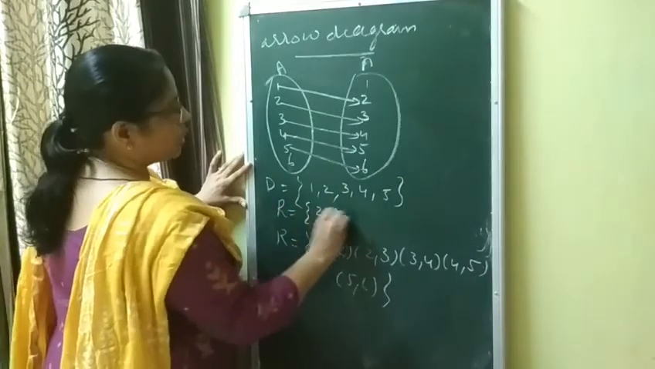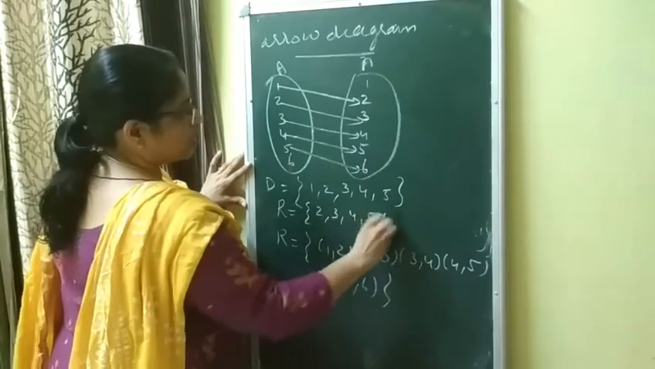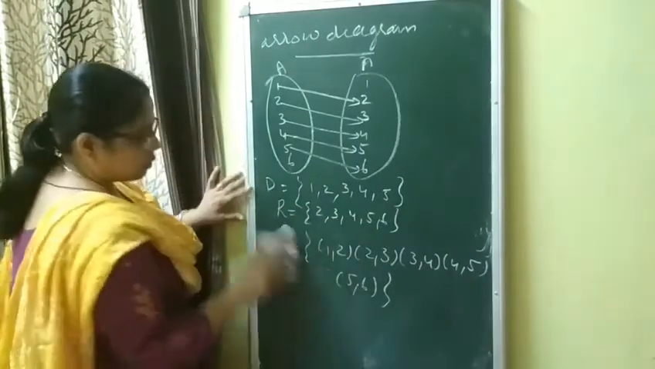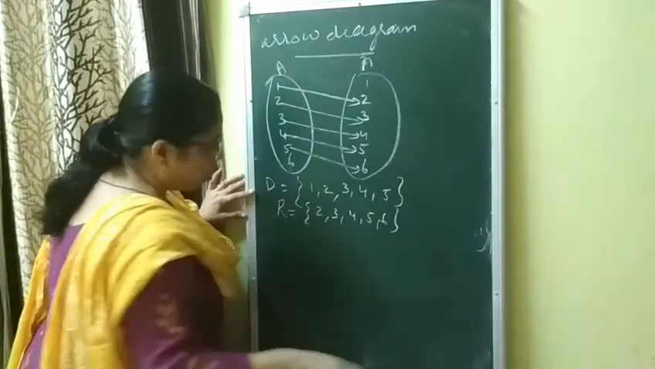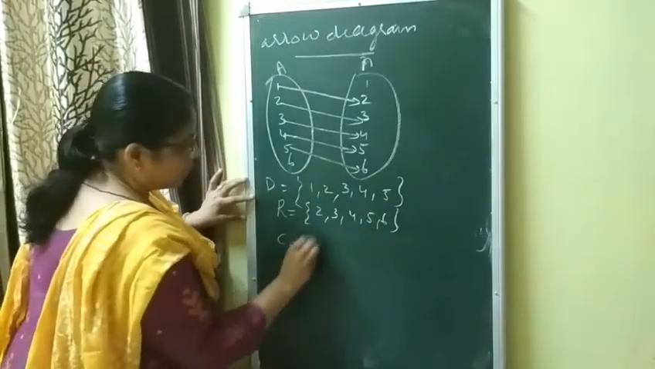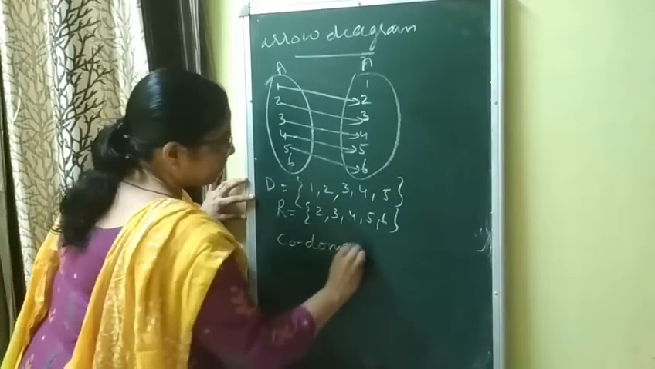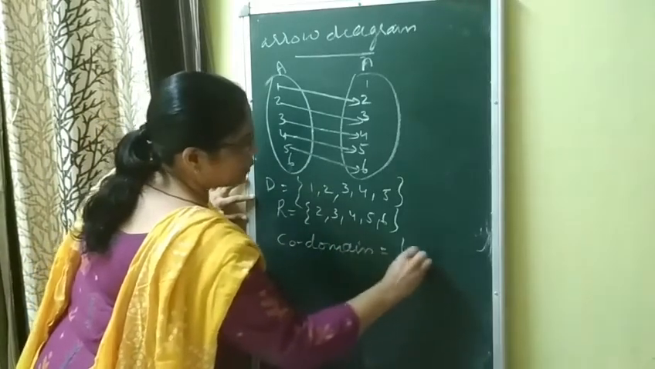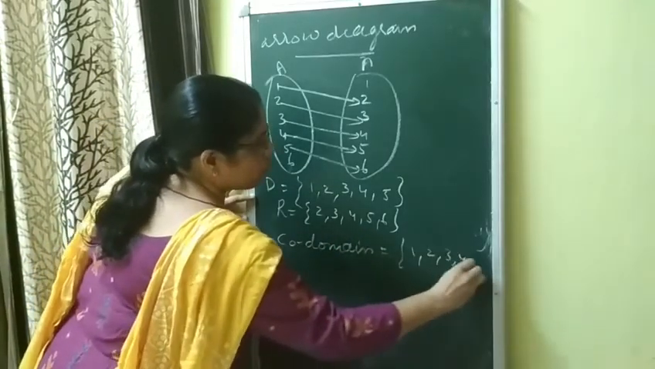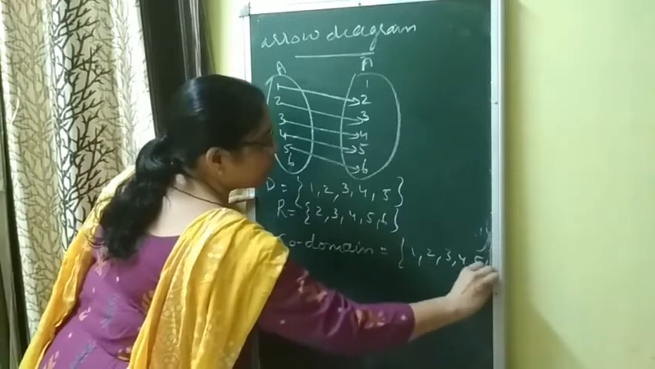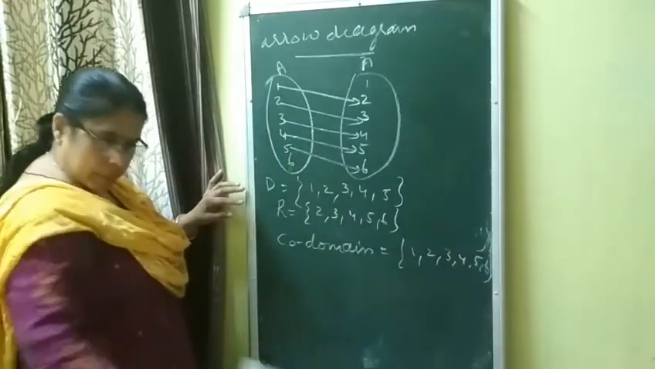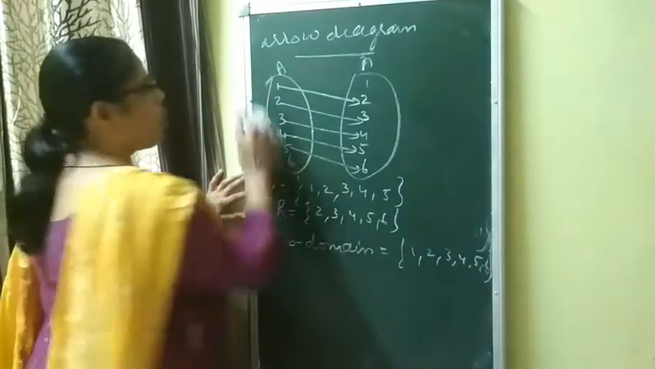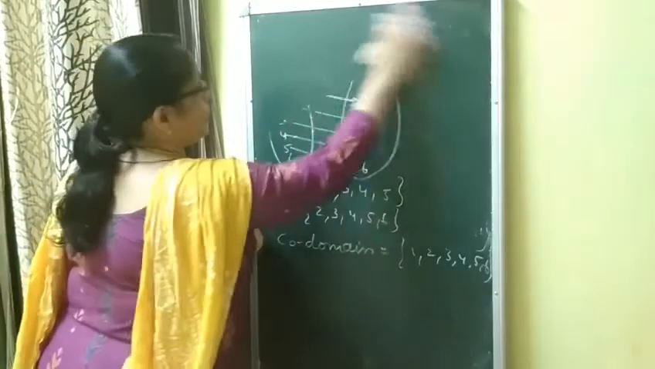That is 2, 3, 4, 5, 6. Then what is codomain? I told you codomain is the whole second set. Codomain is the whole second set, that is 1, 2, 3, 4, 5, 6. In this way, by arrow diagram method, you can represent a relation.